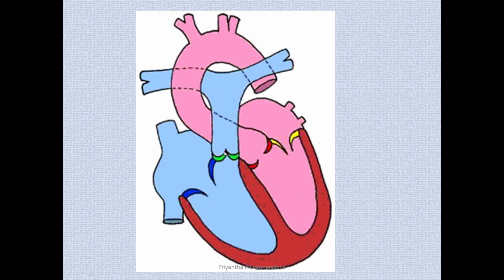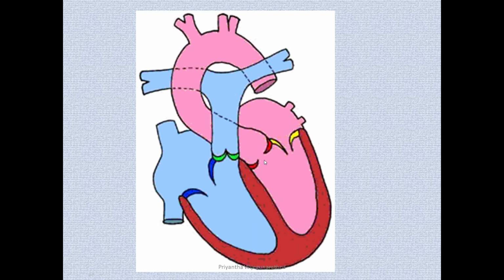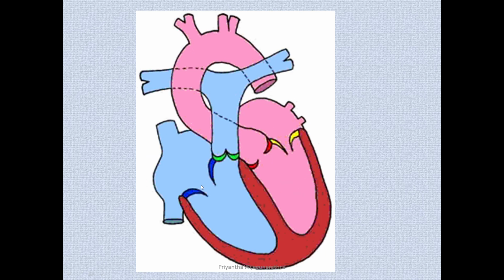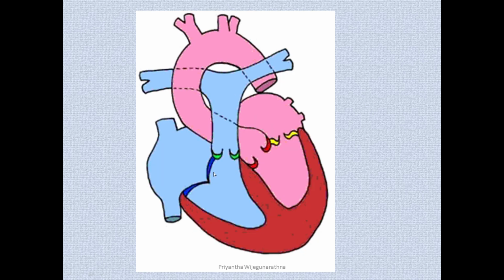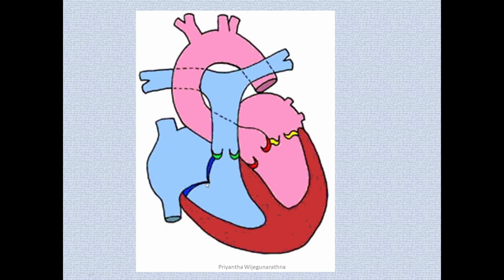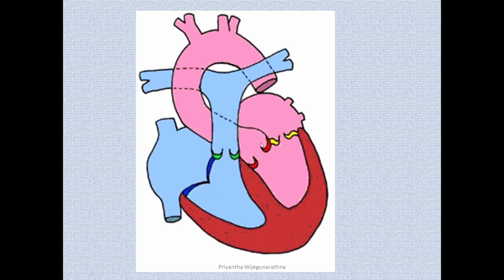When these semilunar valves close, they emit another sound, dub. Then alternately, you can hear the lub, dub, lub, dub. This is the heartbeat you hear. The lub, dub sound can be heard because of closing of the tricuspid, bicuspid and semilunar valves alternately.